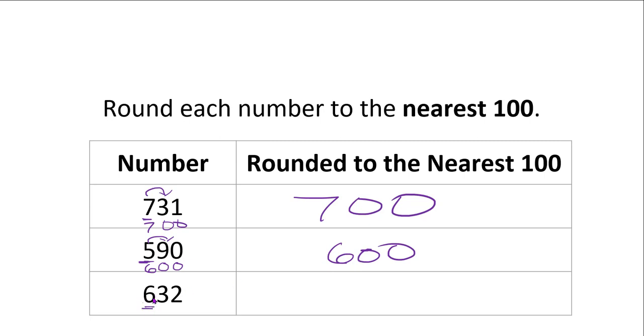Underline the digit in the hundreds place. Then look next door. If it's 5 or more, the digit that's underlined will increase by 1. But it's not 5 or more, so the digit that's underlined will remain the same. It's 6. And everything after the underlined digit becomes a 0. 600 as well. There you have those answers.